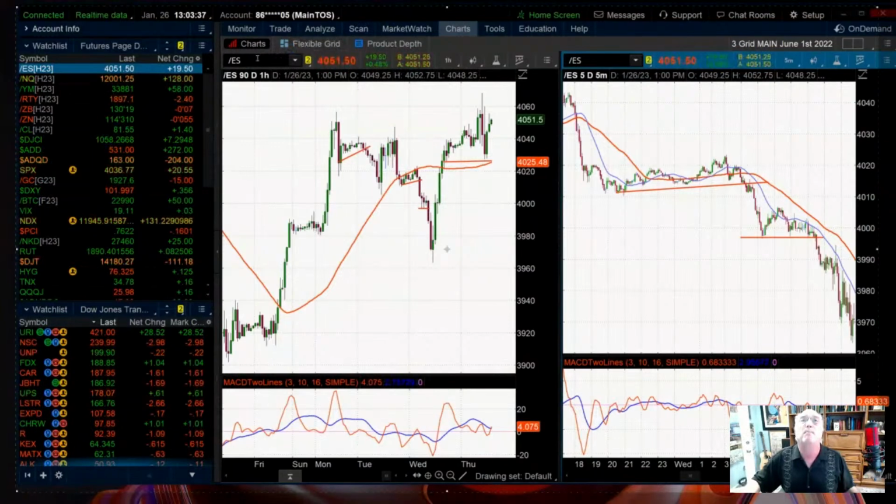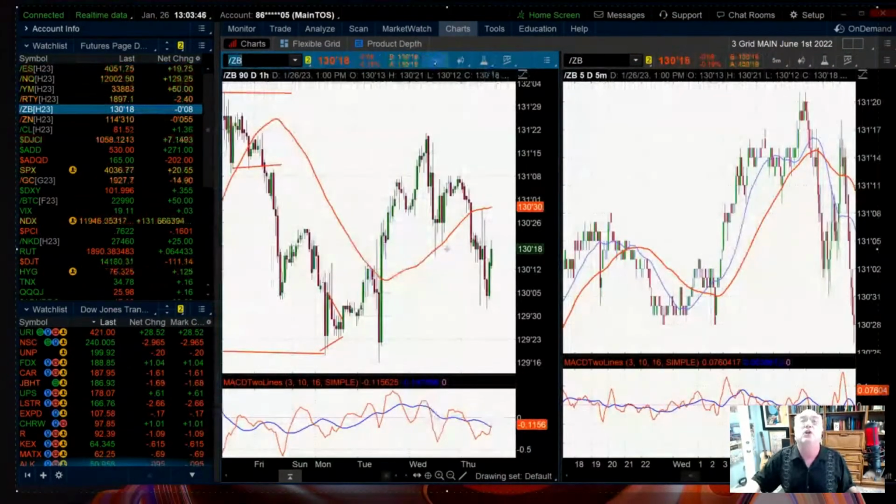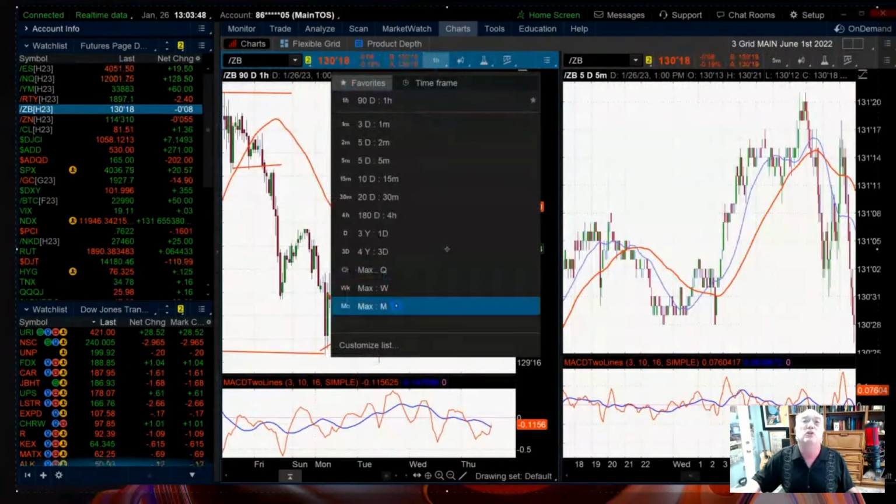And this is why bear flags have been really working in the last year. So this is the bond market, and I could show you a 100-year chart, but I'll just show you a monthly.